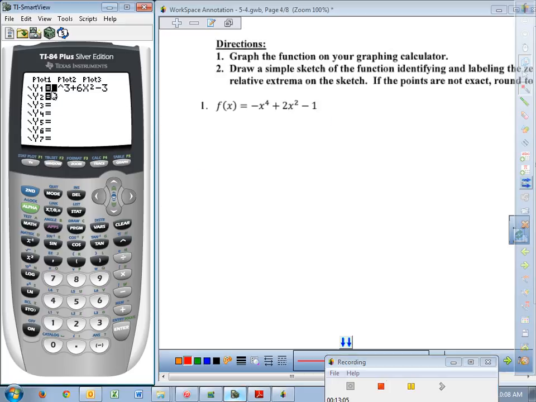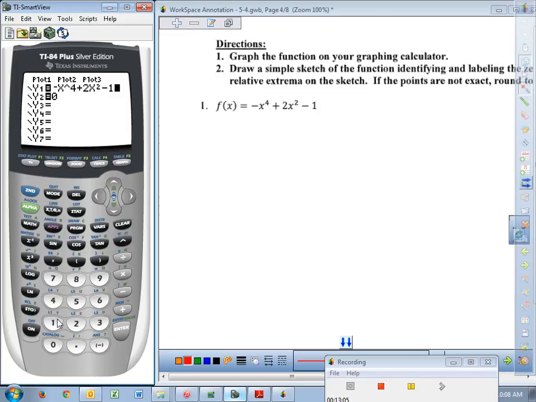Let's punch this puppy in. So we'll go back to y equals. And I'll clear the top guy out. You can leave the y equals 0 in the second guy. Just type her in. Negative x to the 4th plus 2x squared minus 1.